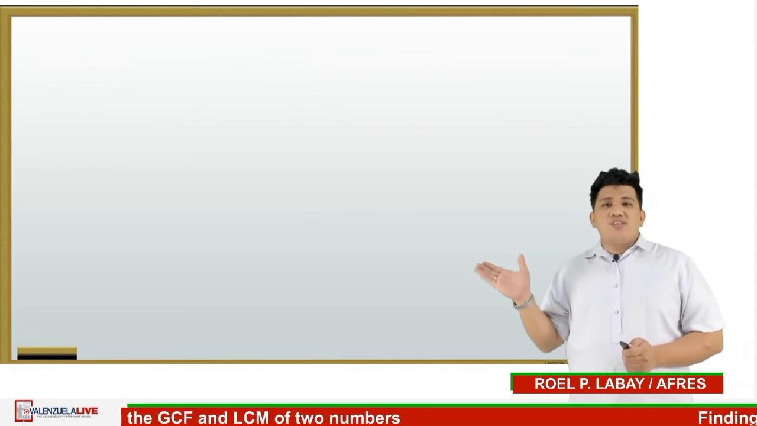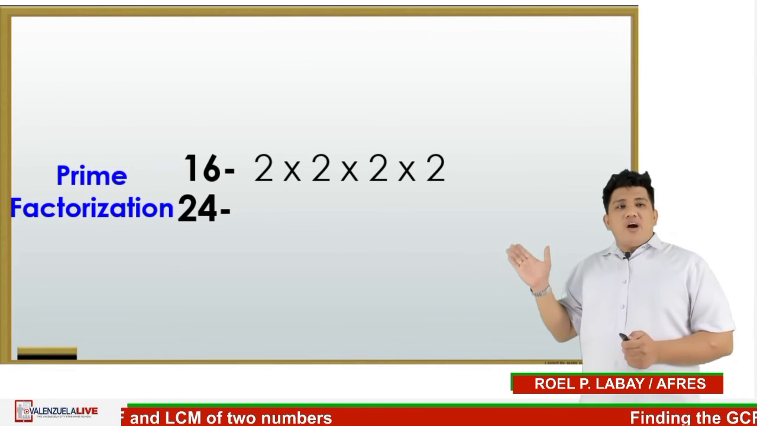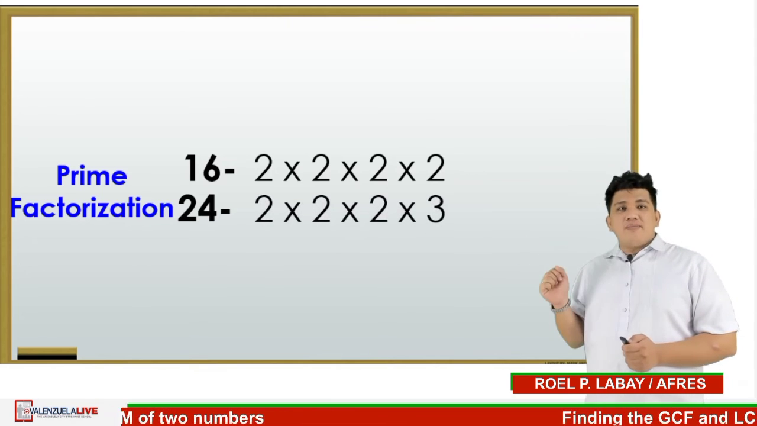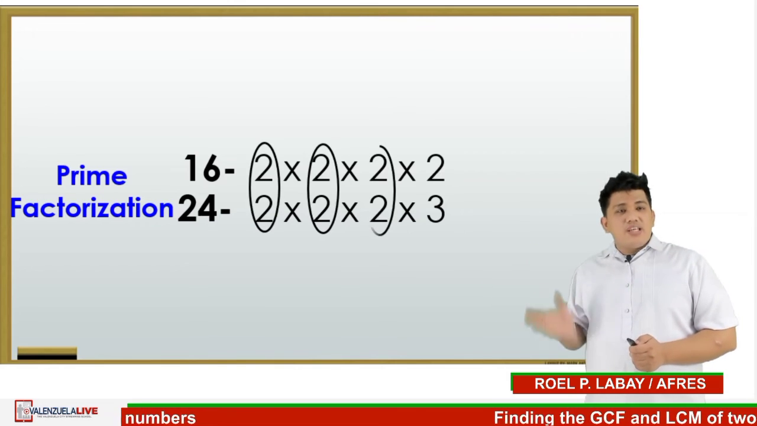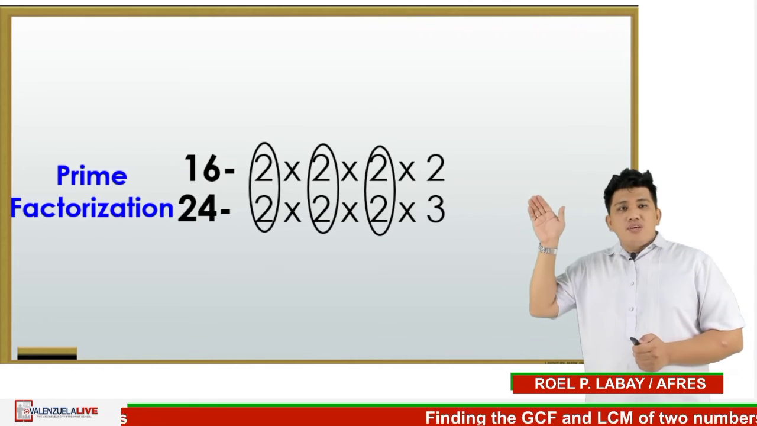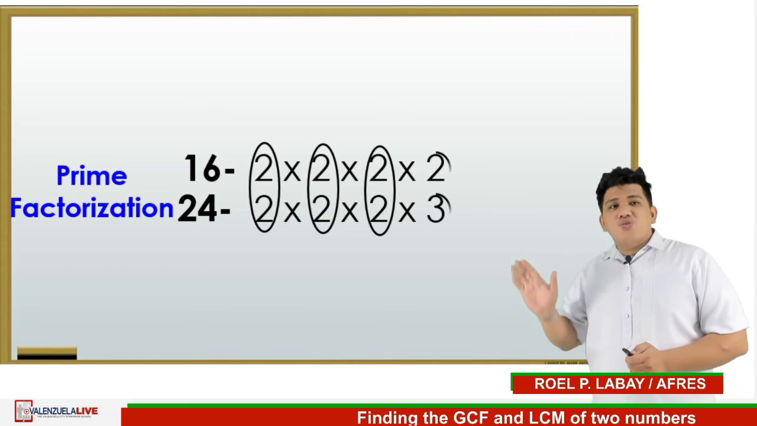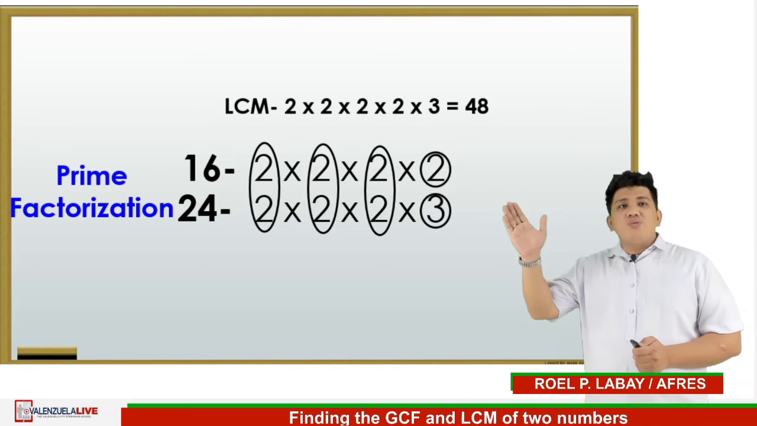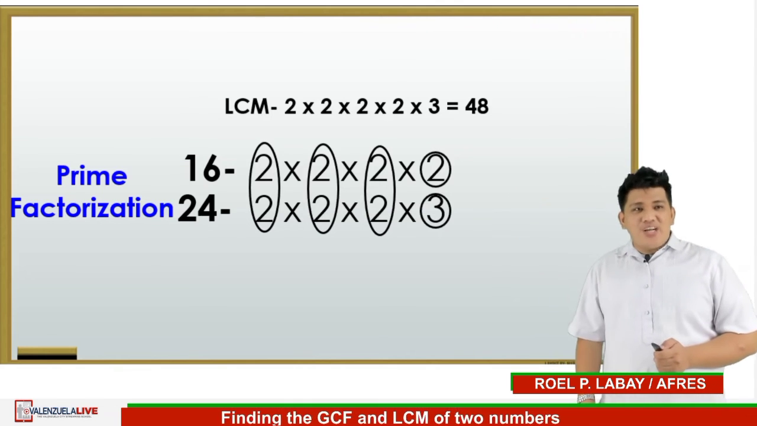Now, if we use prime factorization, the prime factors of 16 are 2 times 2 times 2 times 2, while the prime factors of 24 are 2 times 2 times 2 times 3. The common prime factors are 2, 2, and 2. Now, to get the LCM, we will just multiply the common prime factors, which are 2, 2, and 2, and the remaining prime factors, which are 2 and 3. So we have here now 2 times 2 times 2 times 2 times 3. The answer is also 48.